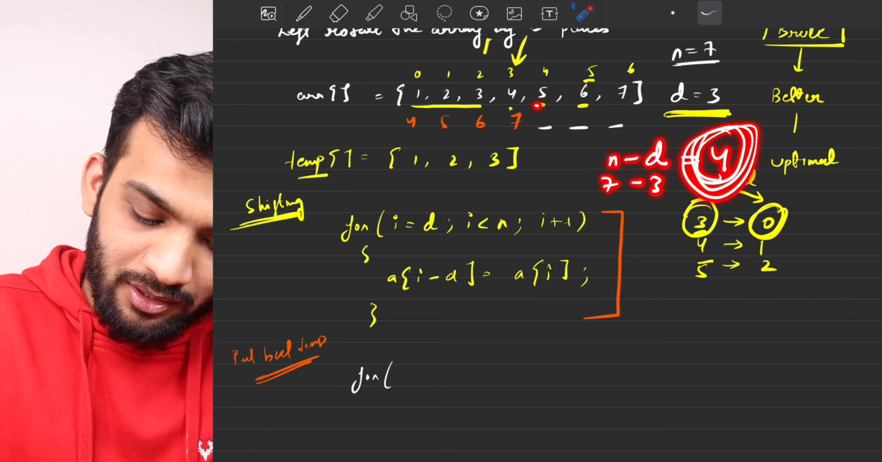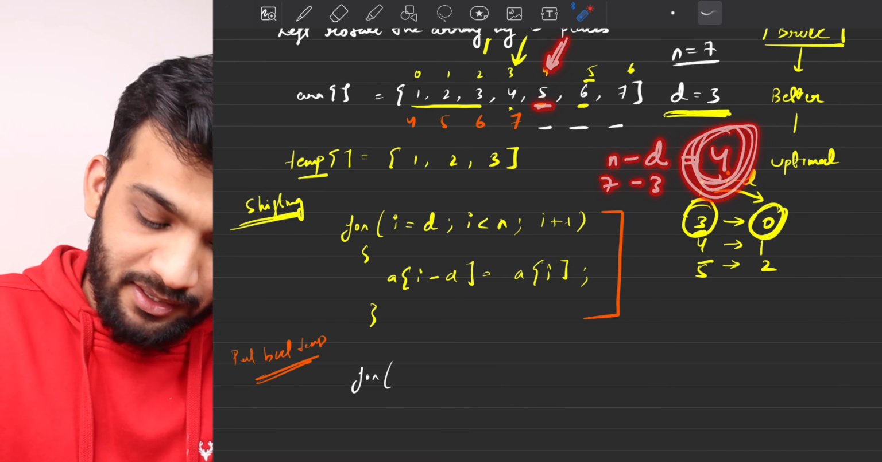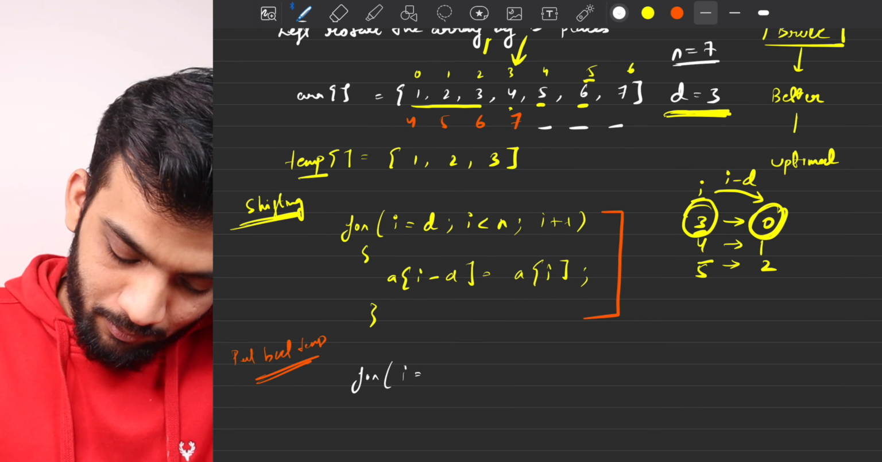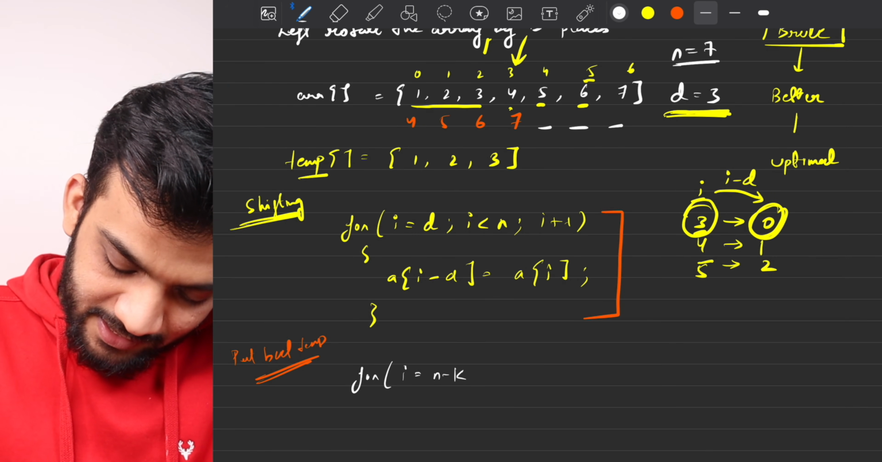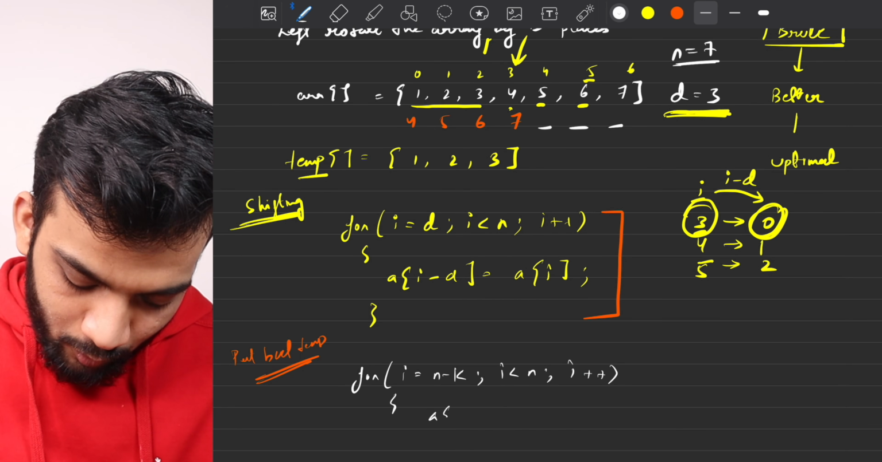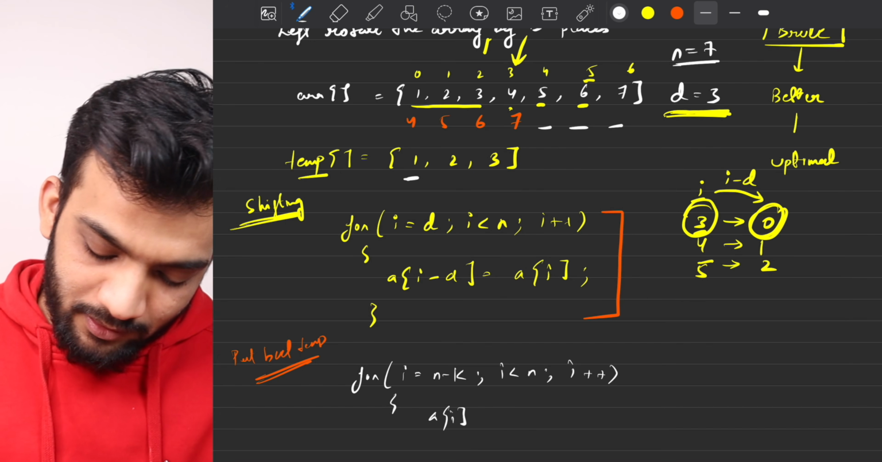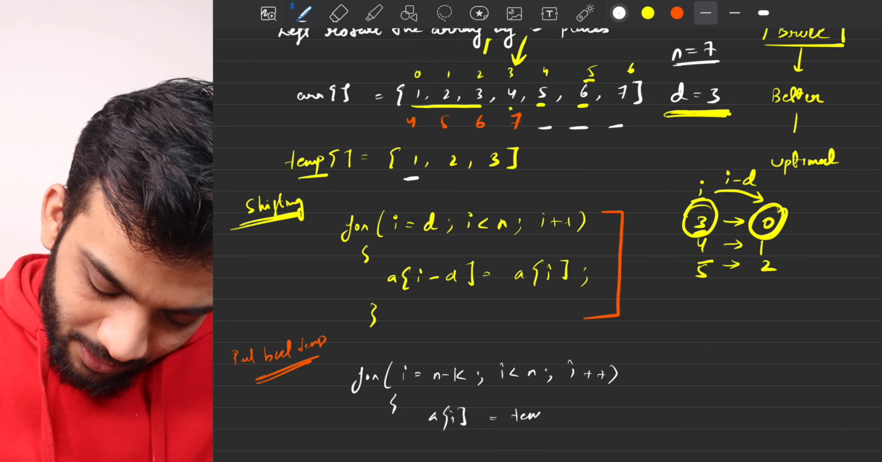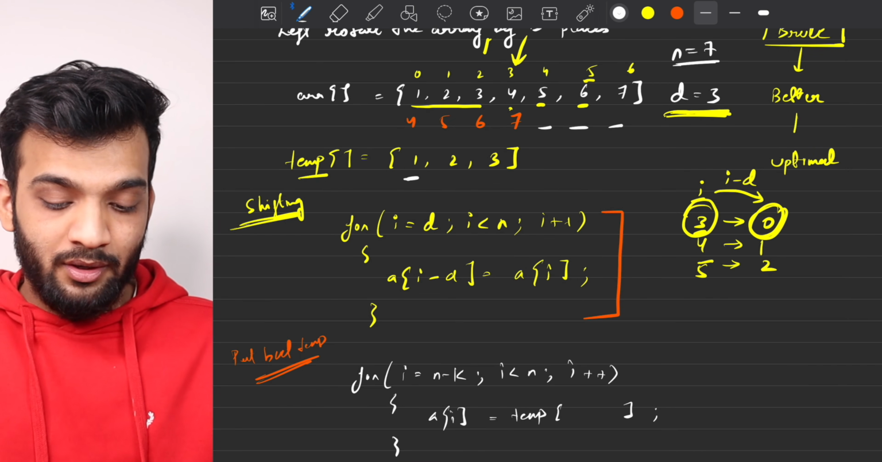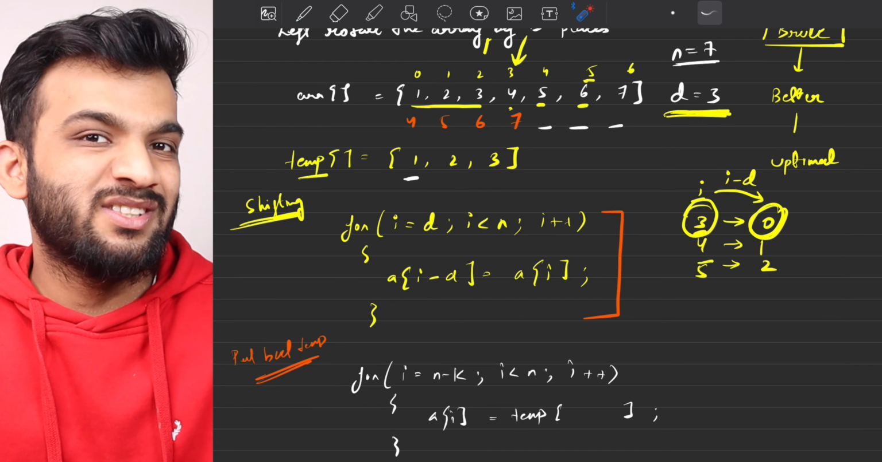Can I say we will start putting at the 4th index? I can. So I'll start putting from the 4th, like n minus k, and I'll go on to the last. Quite simple. And what will we put in the array of I? We'll put something from the temporary for sure. Now we need to figure out what's the index.